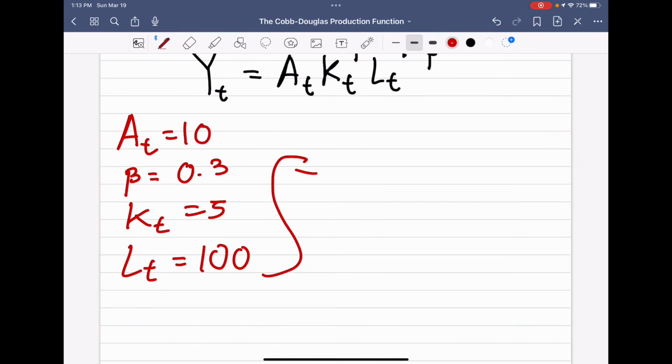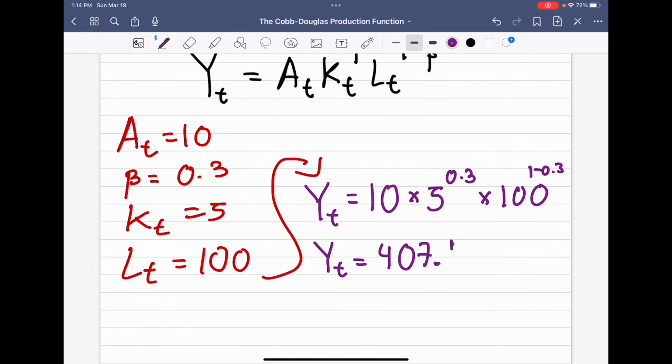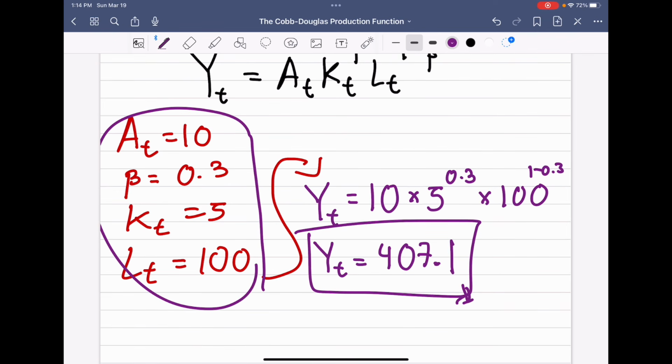So how do we plug this in? It's just simply plugging in. We have our output, which we're trying to find out. We plug in the numbers: 10 multiplied by 5 to the power of 0.3 multiplied by 100 to the power of 1 minus 0.3, which is 0.7. We plug this all into the calculator and we get that our output at time t is 407.1. So there we can see we plug in our inputs here and we then get our output, which is Y_t.